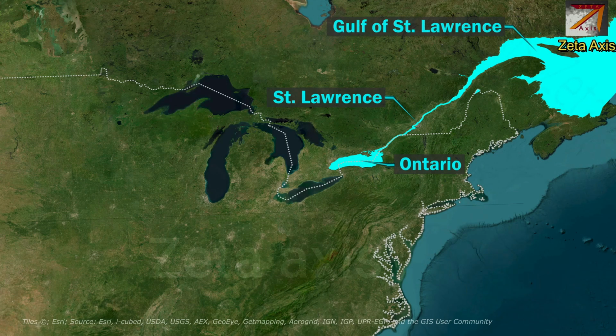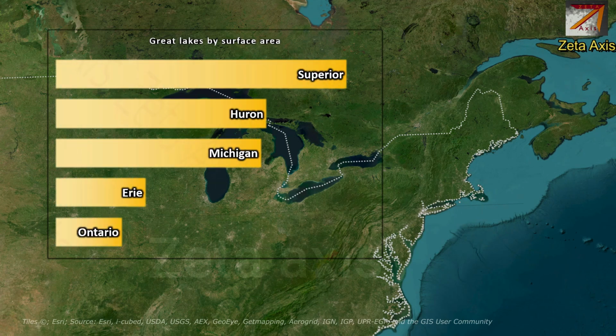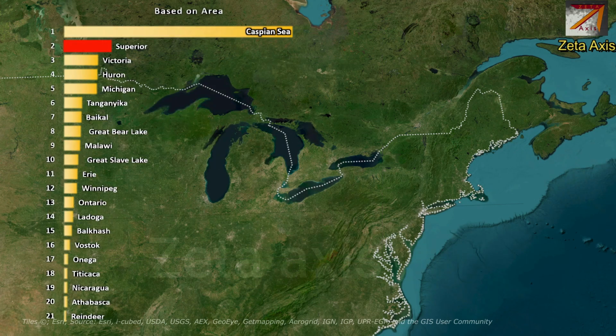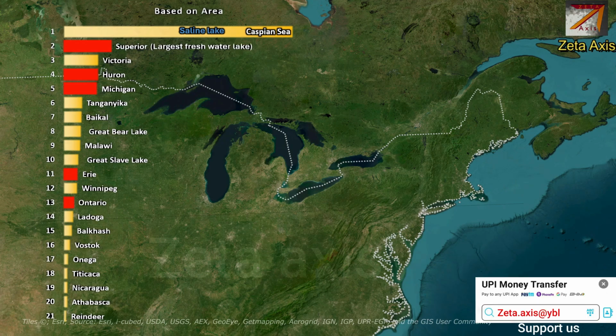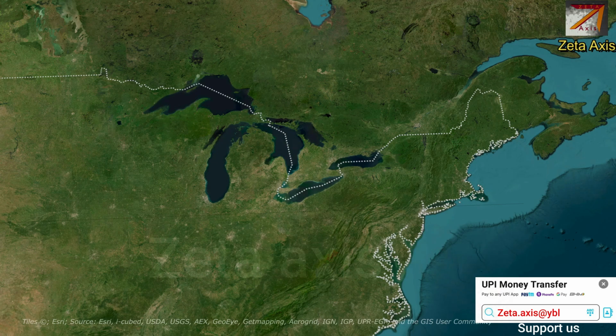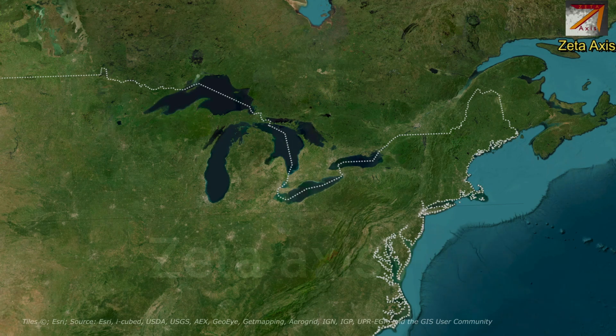If we summarize the lakes by their surface area, then we can see that among the Great Lakes, Lake Superior has the highest surface area, followed by Huron, Michigan, Erie, and Ontario. On the world level, among all the lakes, Lake Superior is the second biggest lake by surface area. Lake Huron is the fourth largest lake by surface area. Then we have Lake Michigan, which is the fifth. And then we have Erie, which is 11th, and Ontario, which is 13th. Remember, this is among all the lakes, and the Caspian Sea is basically a saline lake. So, Superior is the world's largest freshwater lake by area.